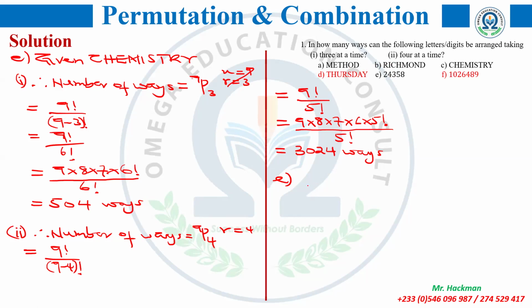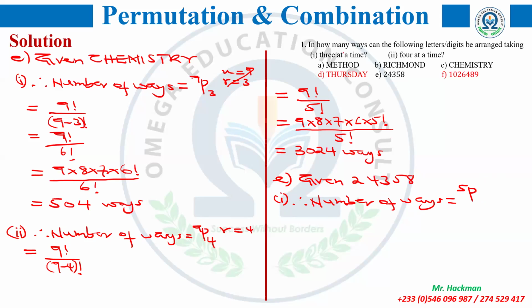So E, what are we given? This time around we are dealing with digits: 2, 4, 3, 5, 8. So we come to the number of ways. We need to pick our N, but let's check whether we have distinct objects: 1, 2, 3, 4, 5. They are all distinct. So our N is 5, forgive me, 5 permutation.